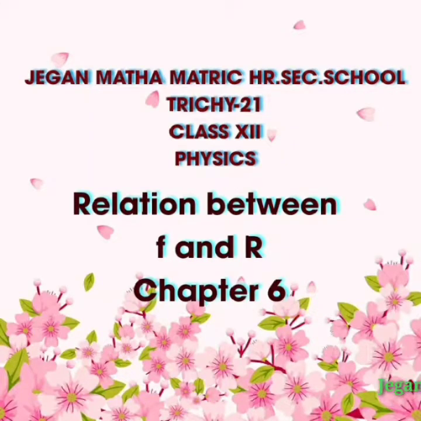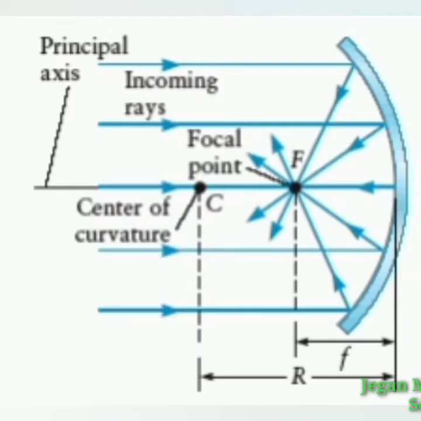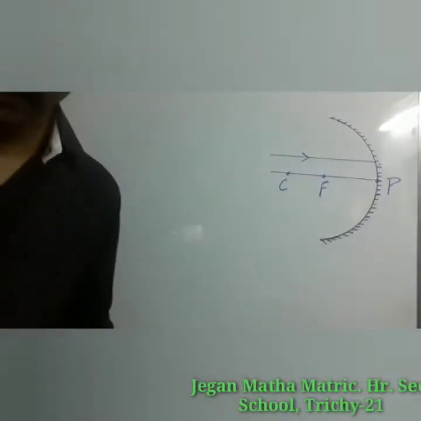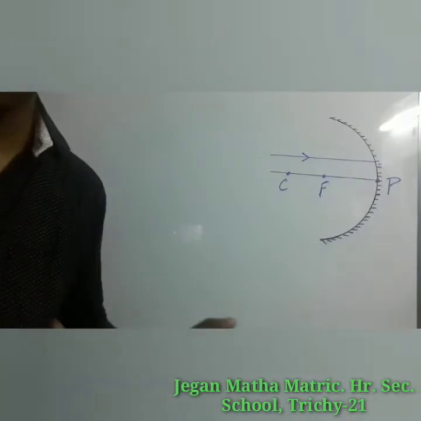Hi students, in this video we are going to discuss the relation between the focal length of the spherical mirror and the radius of curvature. In the previous video we discussed the important parts in the spherical mirror. Please watch that video for better understanding. Let us discuss two types of rays, paraxial rays and marginal rays.